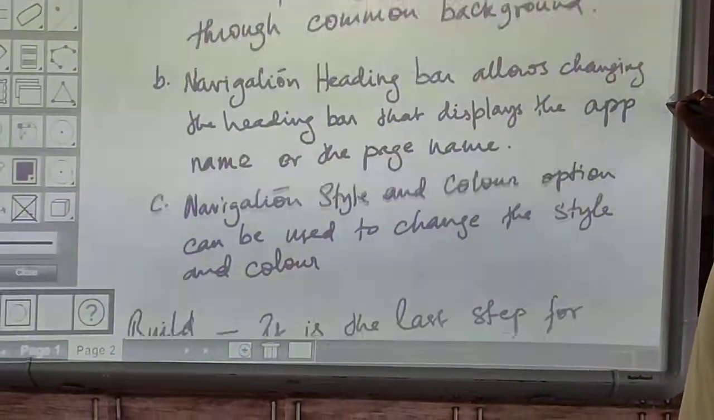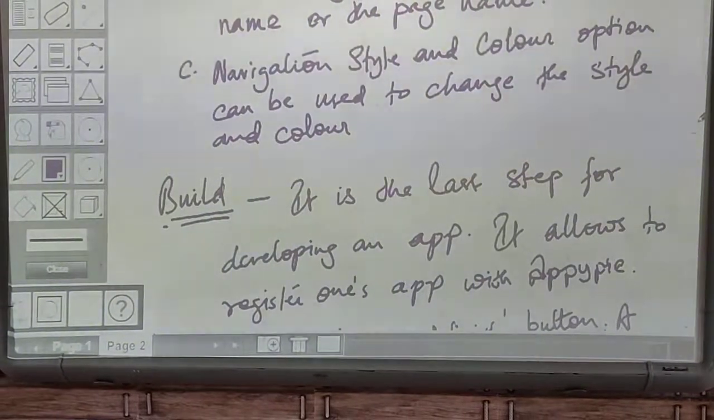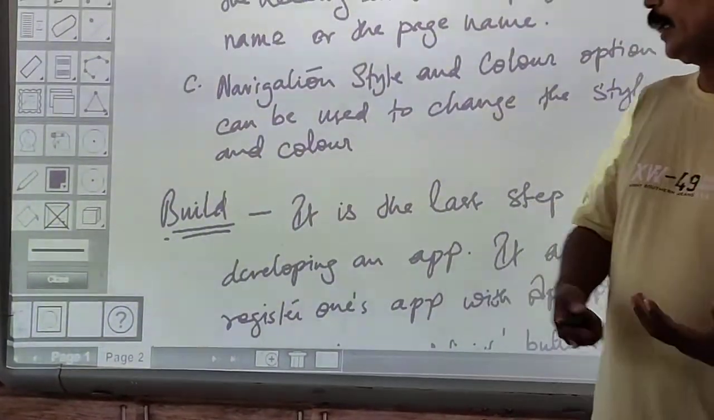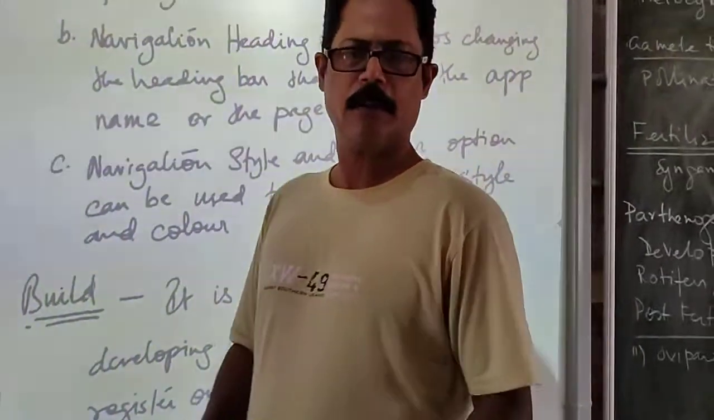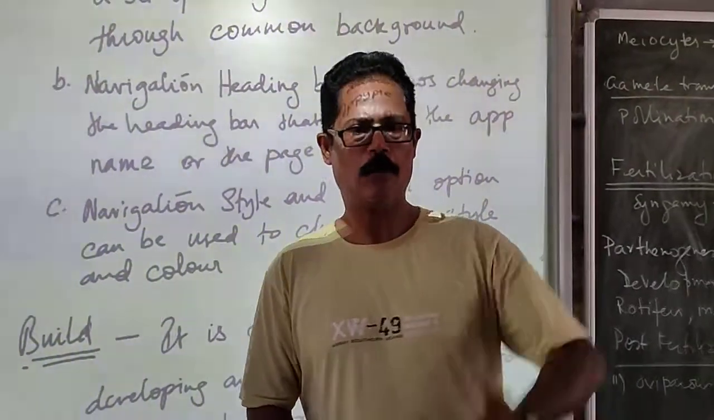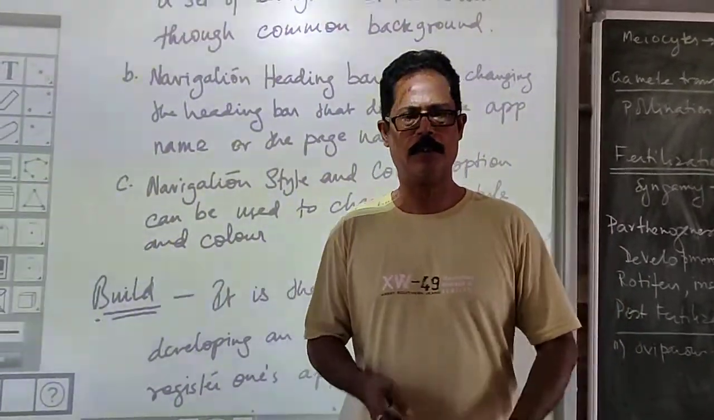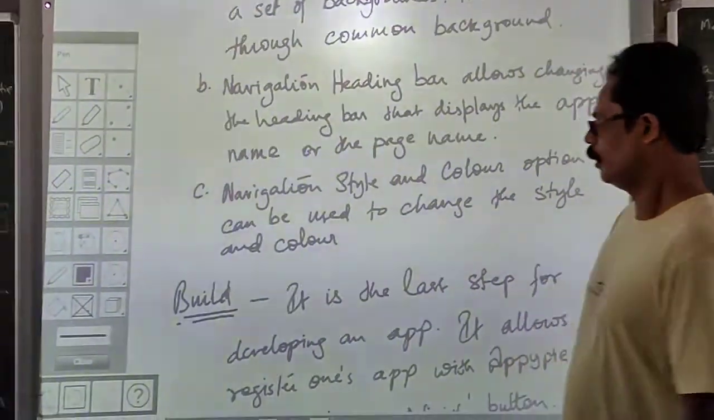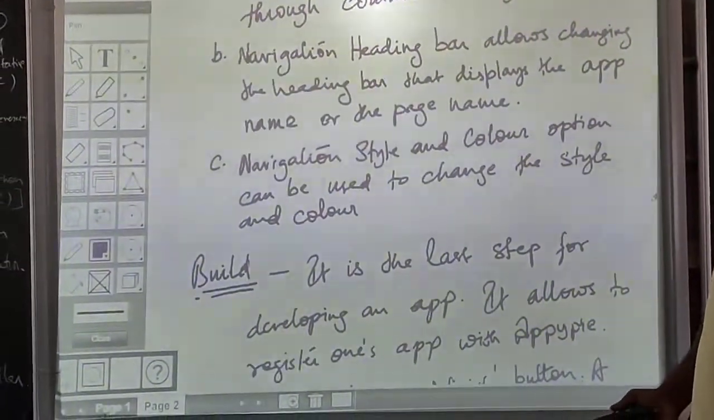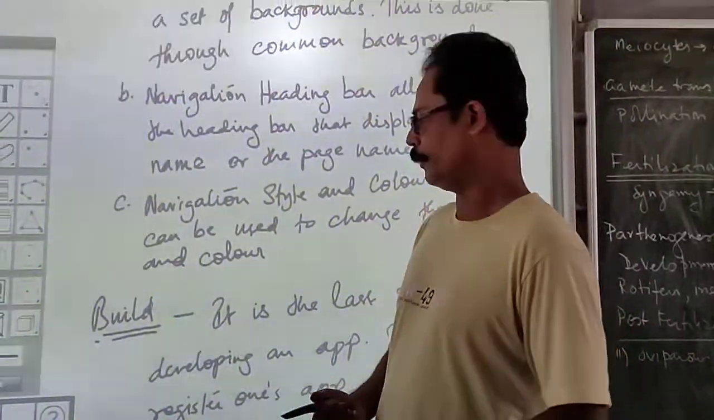Then the next one is your navigation style and color. Through the style and color, we can change the color, we can change the style of the background. And whatever content that we are writing in, we can change that color, we can change the style of the background there, or the write-up that we are putting in.